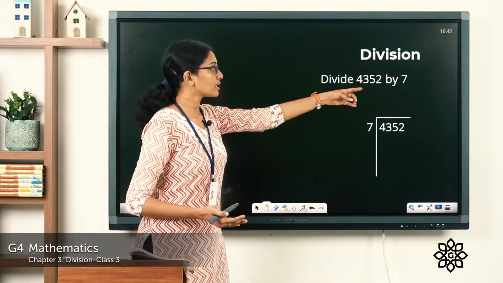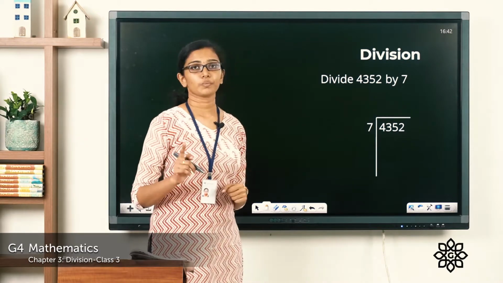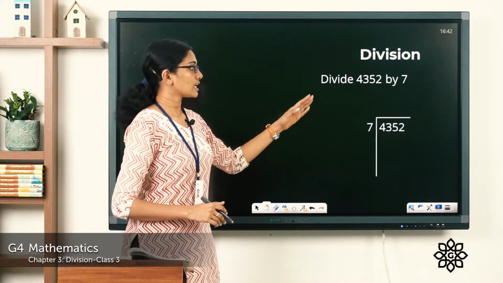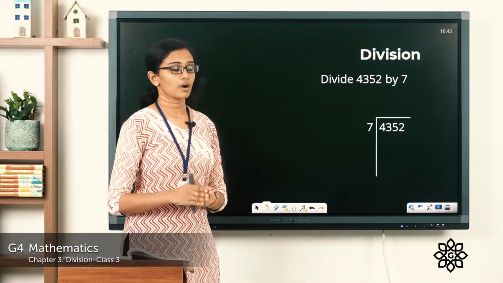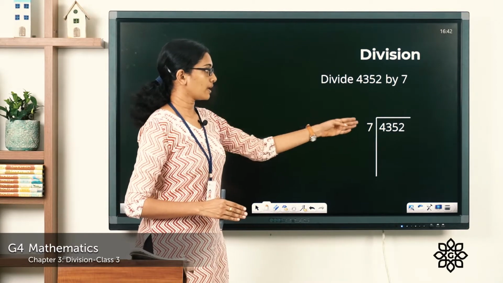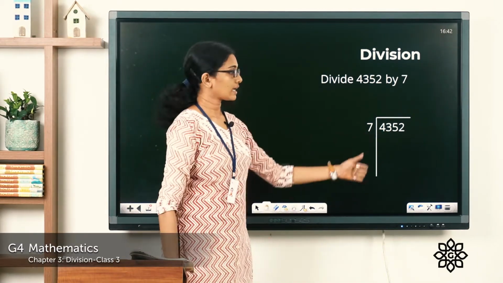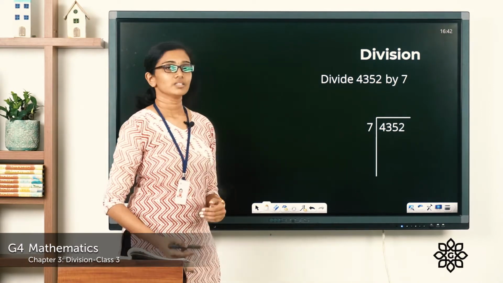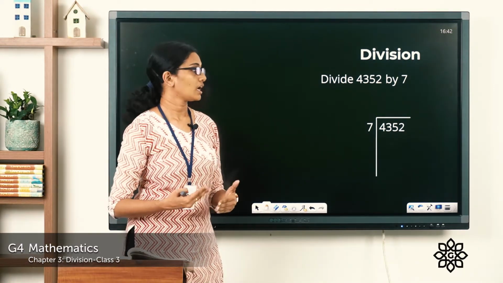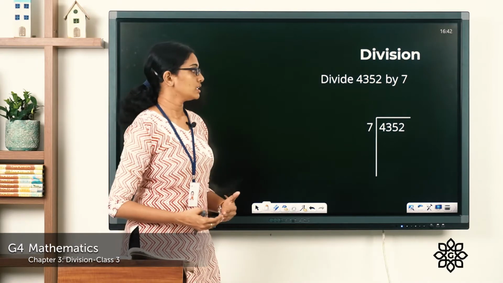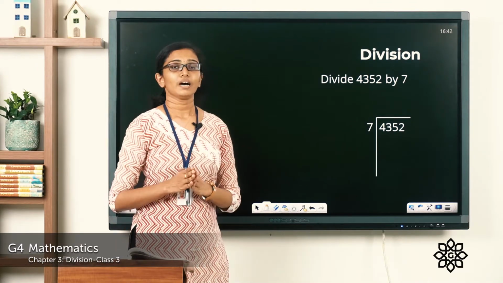So we have a 4-digit dividend here and a 1-digit divisor here. So let's write the numbers in the proper way. We have written the dividend inside the grid and the divisor outside the grid. Now what is the first step? How are we going to divide this number? We are going to divide with a 1-digit number.